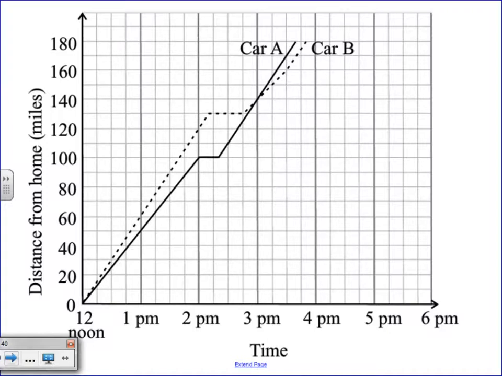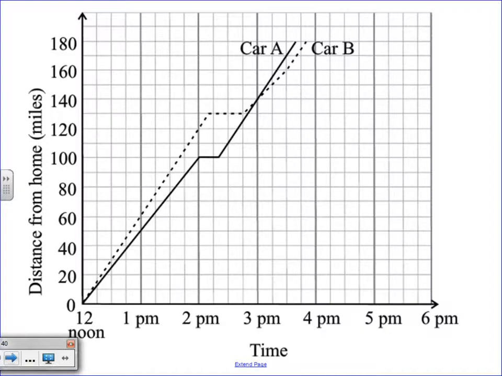So here they're going to ask you, at what time did car A overtake car B? So the story we're saying is, the dotted line is car B and he shot off quicker and he got ahead. And at this point here, car A then overtook him. So what they're asking for is, at 3 p.m, car A overtook car B.